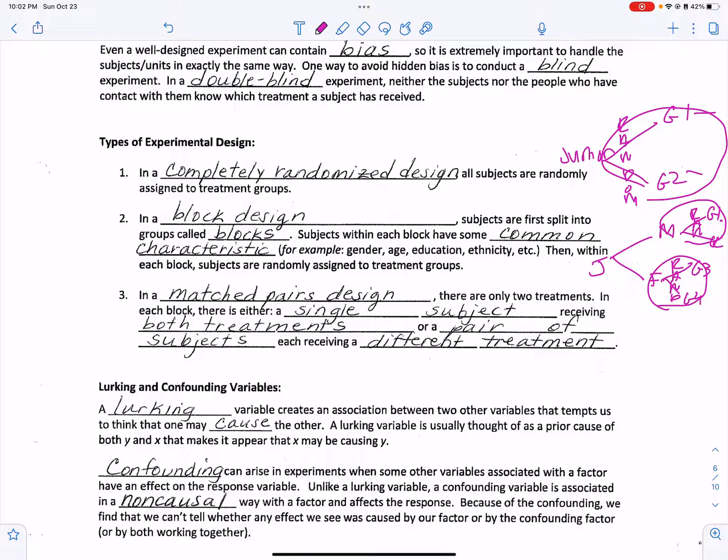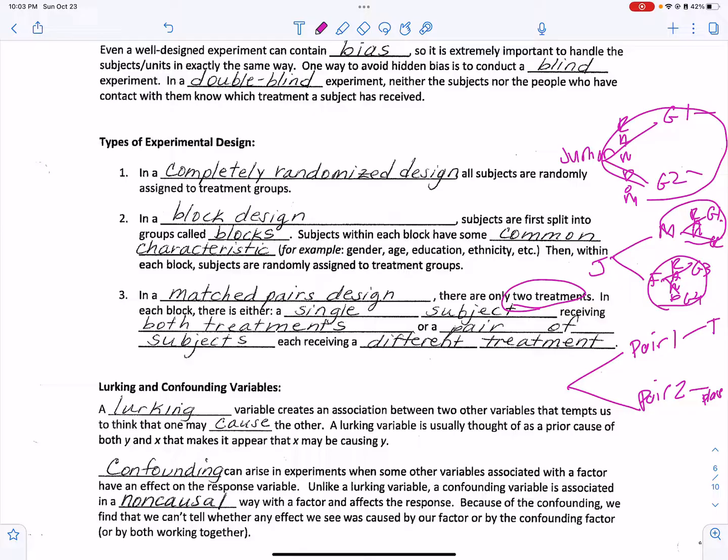Okay, a matched pair design is where there are only 2 treatments. A matched pair is where you match someone that is really similar to you. So for instance, if I had a new shampoo that I was testing, I would maybe want to do texture of hair, and I would put 2 people that had a similar texture of hair in the group. So I would put pair 1 here and pair 2 here. And then I would randomly assign who gets the treatment and who gets the placebo.